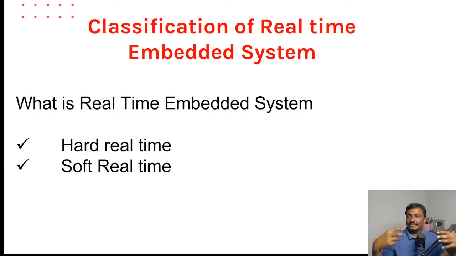Hard real-time means if the embedded system misses the deadline, it may cause havoc. That kind of system is called a hard real-time system. For a soft real-time system, missing a deadline may degrade the performance. It may be a gaming device. So an embedded system is a device which performs only a specific task. That is embedded system design. In that, we have two cases, hard real-time and soft real-time.